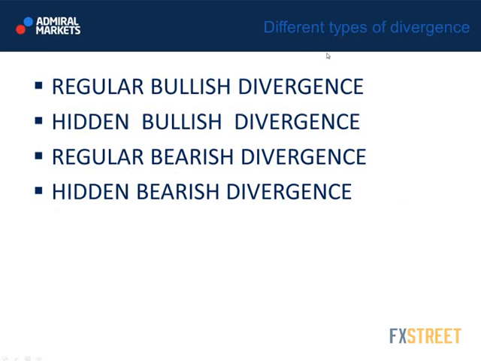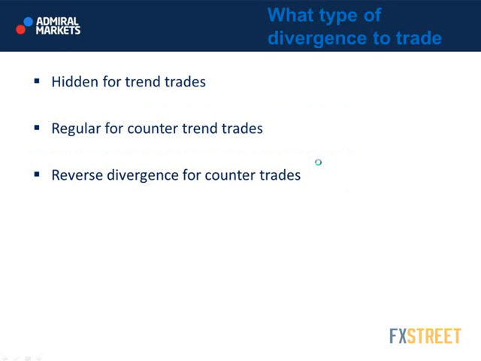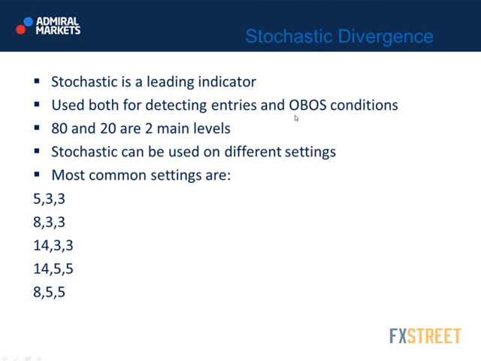And we know which different types of divergence we use in trading: regular bullish, hidden bullish, regular bearish, and hidden bearish. We all know that from the previous webinar. Also, we know that hidden divergence is only used for trend trades. For scaling into a position or entering a new position, we use regular for counter trend trades and reverse divergence for counter trades. Okay?